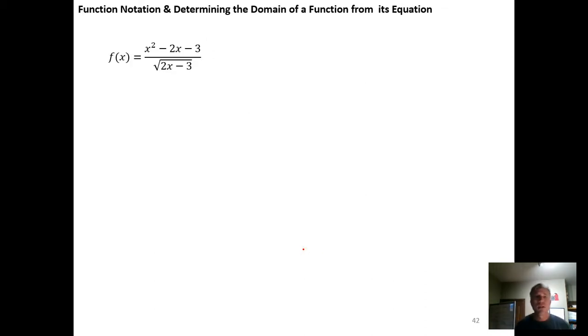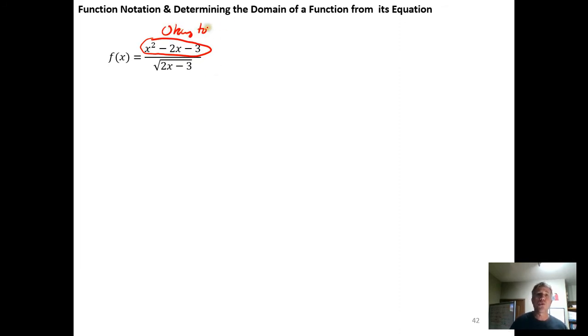So here's the function. We have a quadratic expression in the numerator, x squared minus 2x minus 3. And we have a square root function, the square root of 2x minus 3, or a square root expression in the denominator. So when we do this, what we want to recognize is that the numerator can equal 0. It is okay for the numerator to be 0.